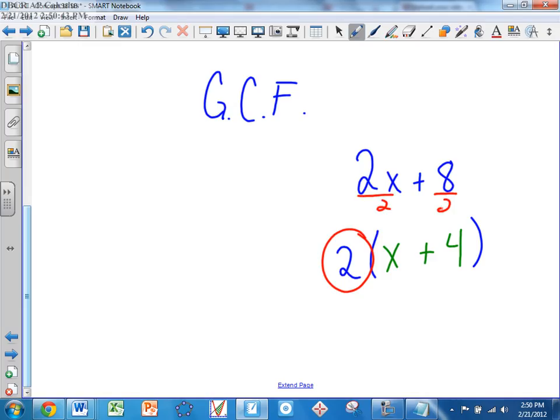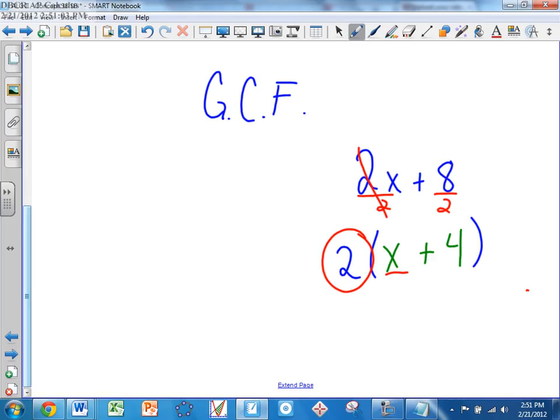And then look at what's left over if you did that in your head. 2x over 2 would just be x. These 2s would really cancel. 8 over 2 is really 4. Again, whatever comes out as a GCF, divide each term by that GCF in your mind. You don't have to show it on paper. Okay, if you can get right to the answer, that's fine.